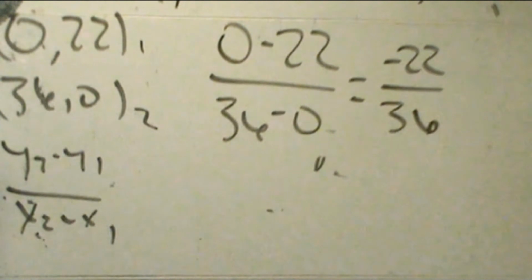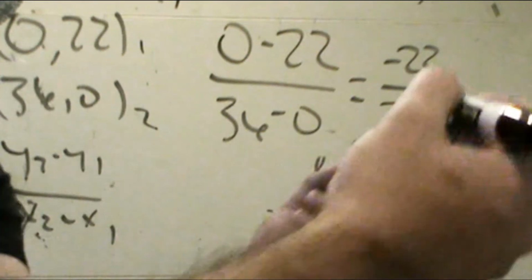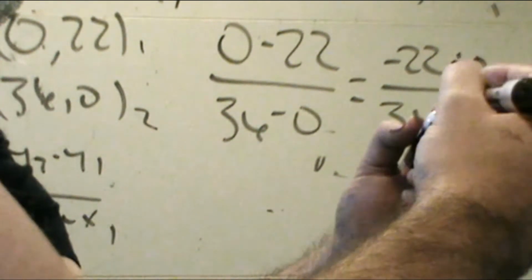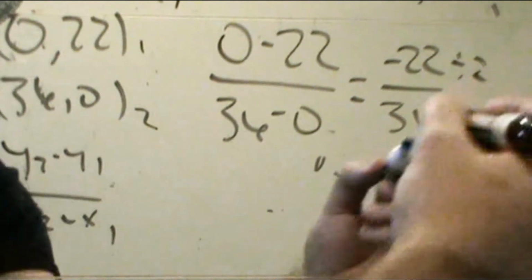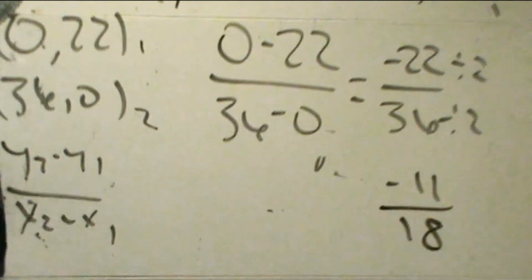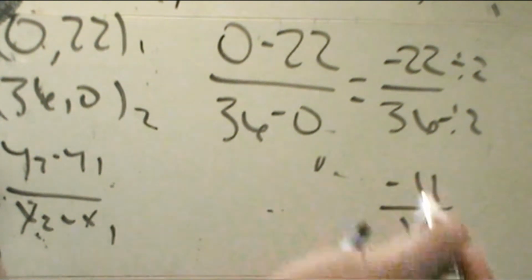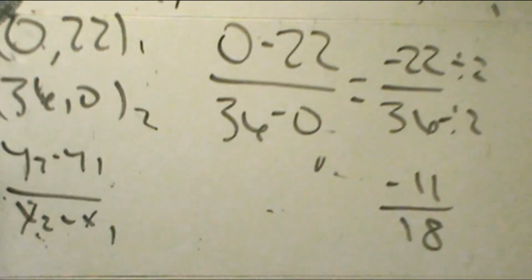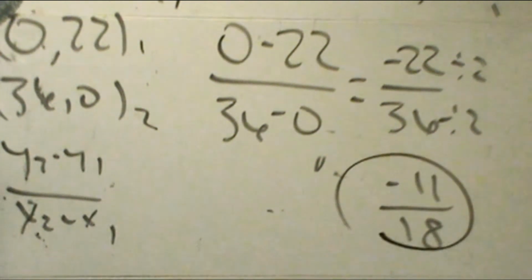We're not done yet, though, because that's not simplified. So we are going to divide them both by 2. Negative 22 divided by 2 is negative 11. And 36 divided by 2 is 18. So now we have a slope of negative 11 over 18, which means it's a negative slope, and it goes downhill. And that is the slope of the halfpipe for the Winter Olympics snowboarding.